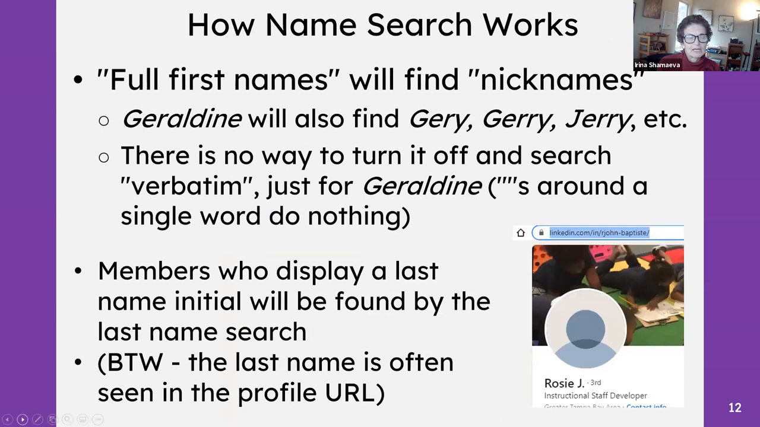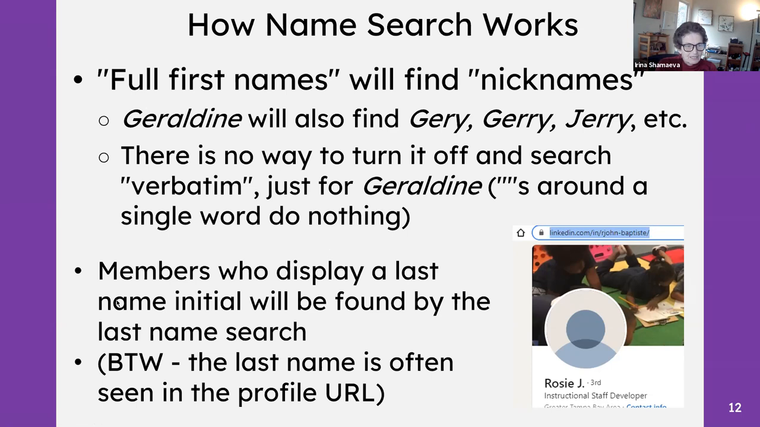LinkedIn plays with names. It has its hierarchy, and there is no way to defeat it. If you search for Geraldine, for example, as the first name, it will find Jerry, and so forth. If you search for Maria, it will find Mariana. You cannot turn it off. On Google, you can search verbatim. You can type your string and say, do not interpret it in any way. On LinkedIn, even quotation marks around a single word do absolutely nothing.